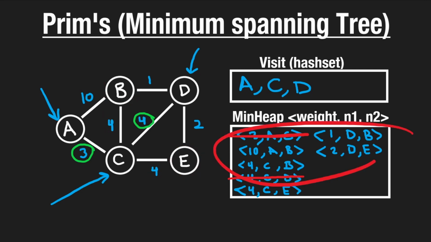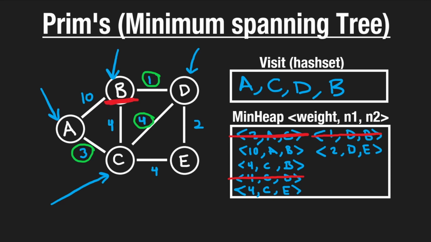So we pop the minimum from our min heap again. It's the edge with a weight of 1, D to B. So this node is now a part of our frontier. We're going to make sure to add B to the visit hash set. This edge is a part of our minimum spanning tree. And we're going to go through all the neighbors of B. Well, A has already been visited, C has already been visited, and D has already been visited. So we're not going to add anything to our min heap.